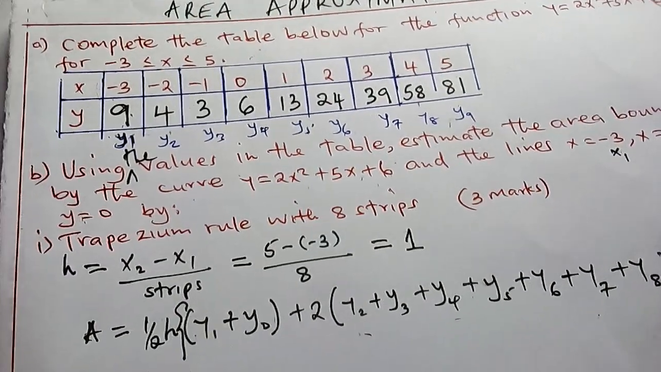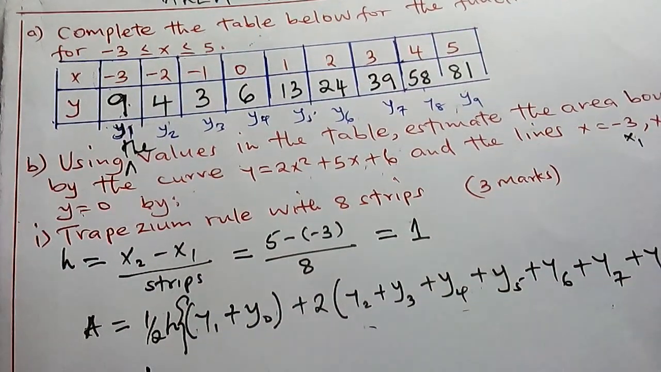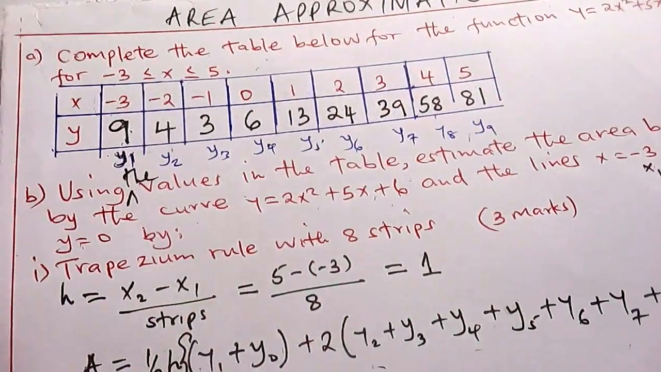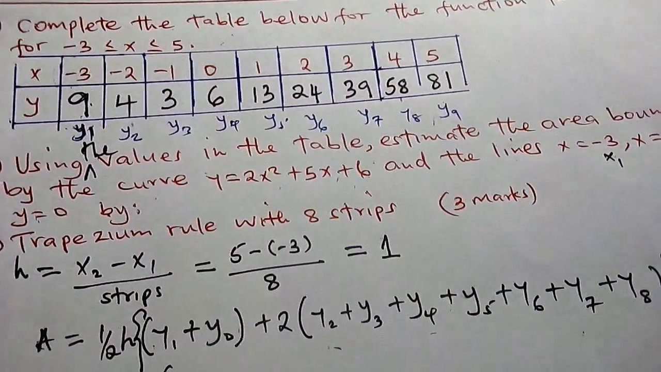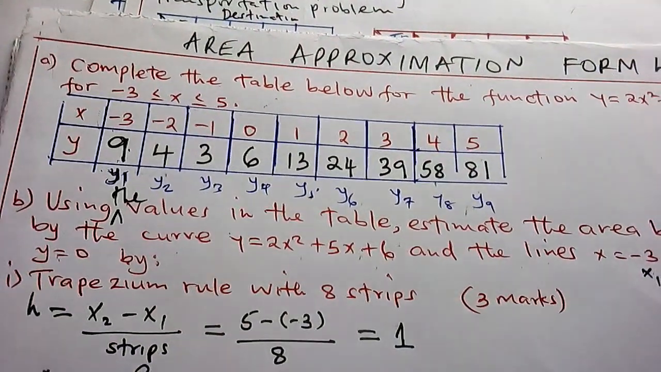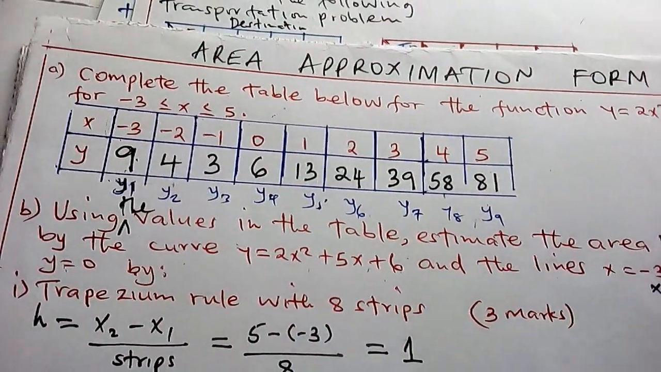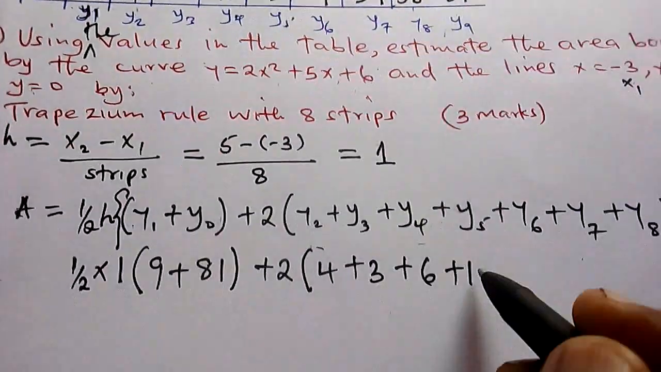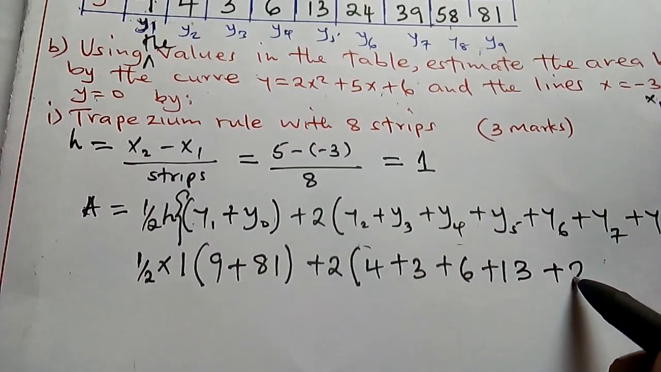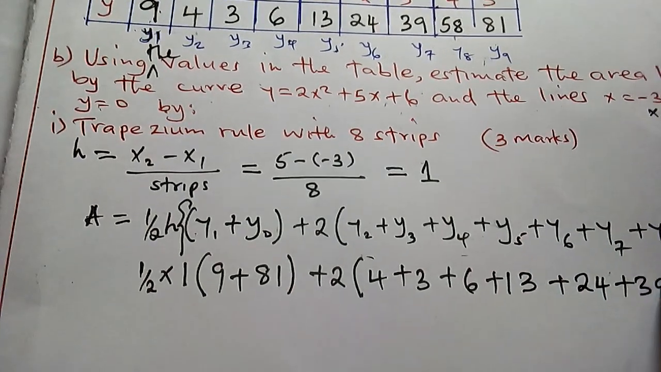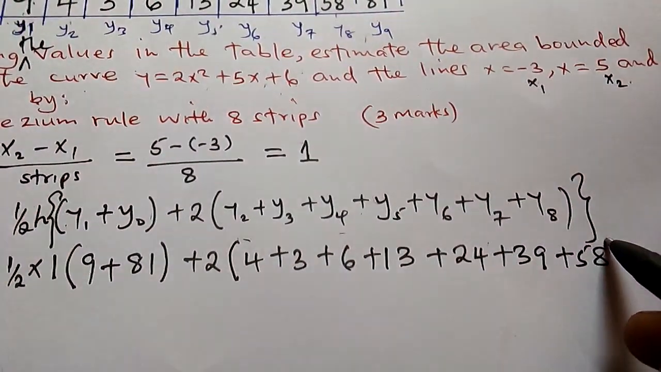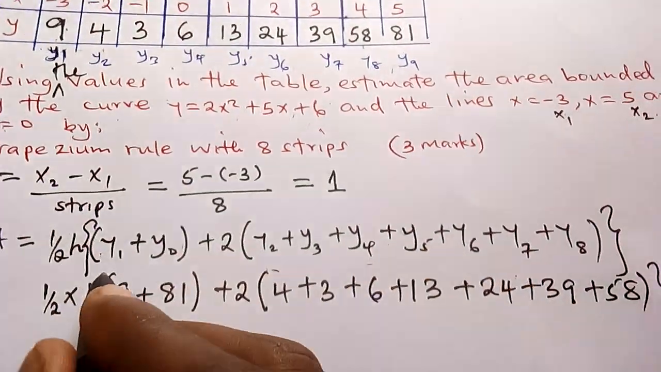So we are going to have a half multiplied by 1 into y1, which is 9, plus the last y, that is 81, then plus 2 into the rest of the y's, 4 plus 3 plus 6 plus 13 plus 24 plus 39 plus 58.